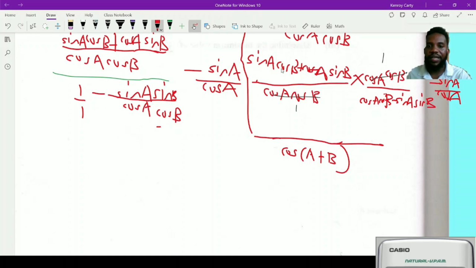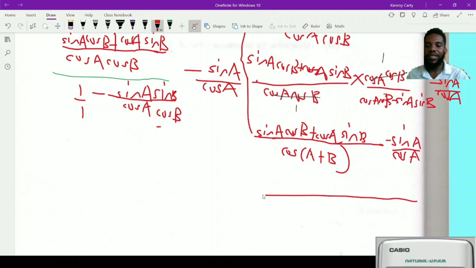In the numerator, you have sine A cos B. Let me put that back. Sine A cos B plus cos A sine B. And of course, all this minus sine A over the cosine of A. Once again, we have a fraction within a fraction, so we can go right ahead with the LCM. The LCM would be these two right here. So I'm going to have cosine of A plus B times cosine of A. This into this is cosine A, so cosine A is going to multiply everything up here.